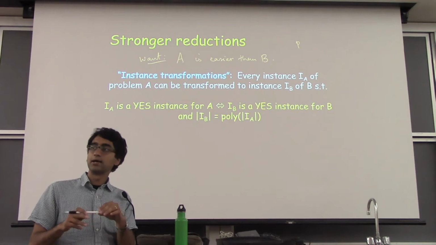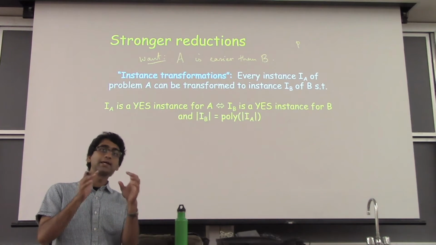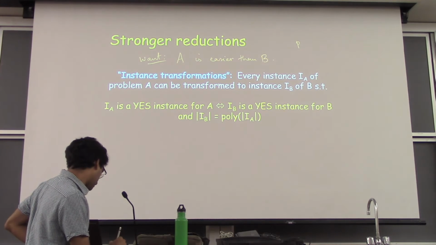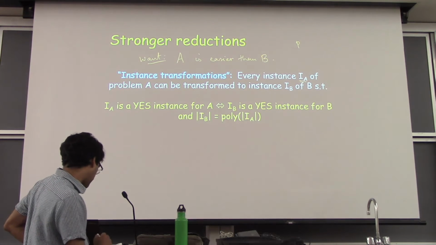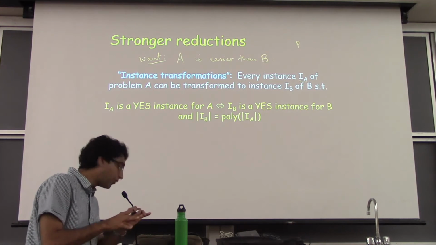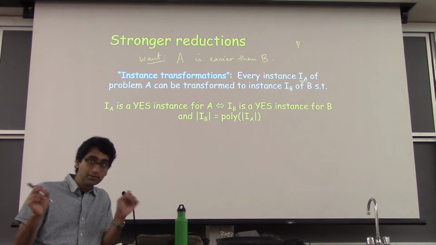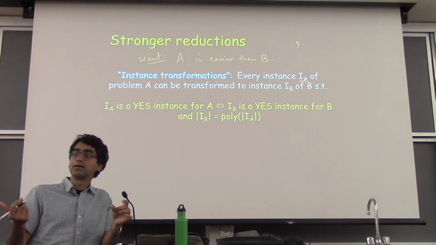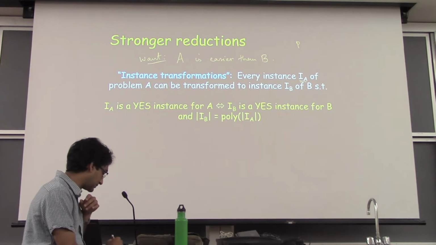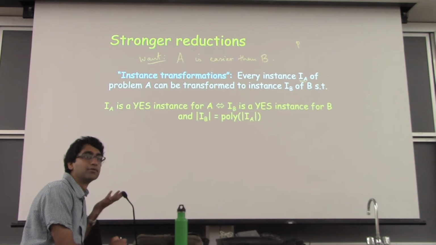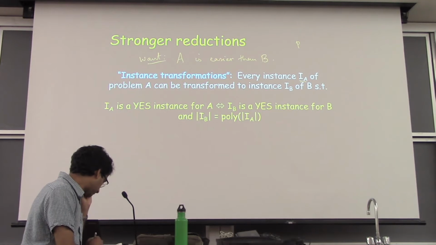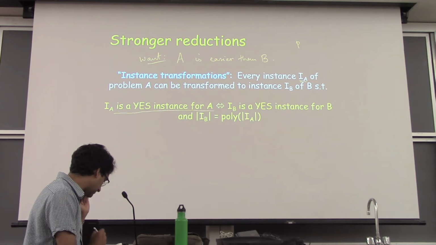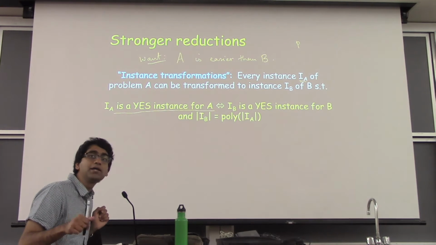And I want to say that one way of showing this is to say I take some instance of A. Okay, so let's call this IA. And I want to say that it can be transformed into an instance of B. Remember, both A and B are decision problems. So IA is either a yes or a no instance of A. And I want to have this guarantee that IA is a yes instance for A if and only if IB is a yes instance for B.